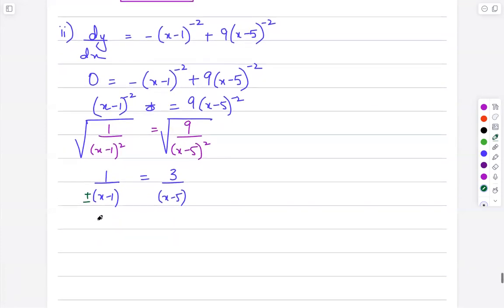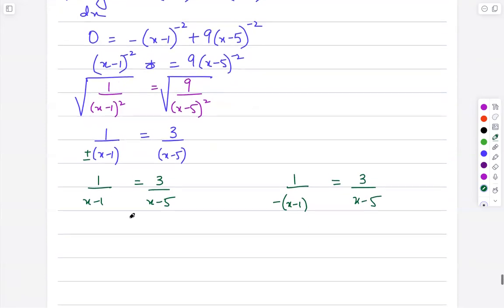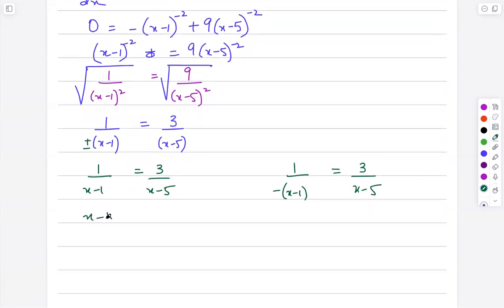So to find the first value of x, we can take it as 1 upon x minus 1 is equal to 3 upon x minus 5. And for the second value of x, we can take it as minus 1 upon x minus 1, which is equal to 3 upon x minus 5. Cross multiplying, we'll get x minus 5 is equal to 3x minus 1.